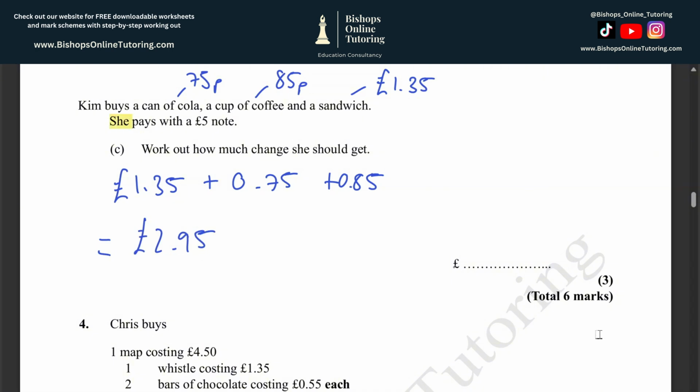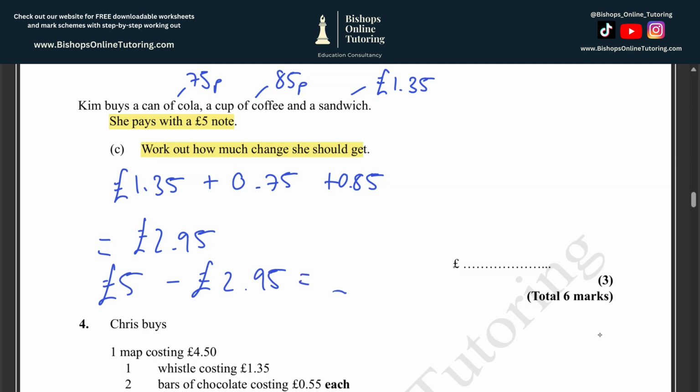Now, key thing here is that she pays with a £5 note. Work out how much change she should get. So now we do £5 minus £2.95, and that gives us £2.05. So that's our answer, £2.05.